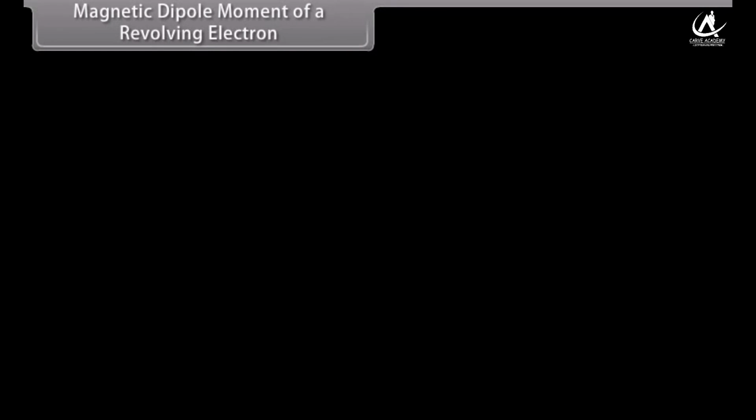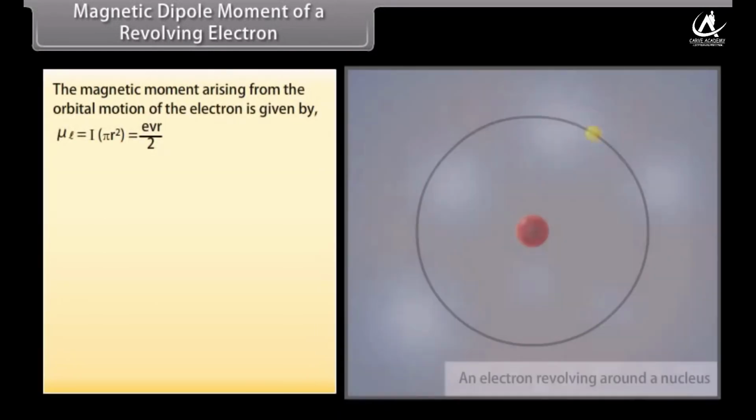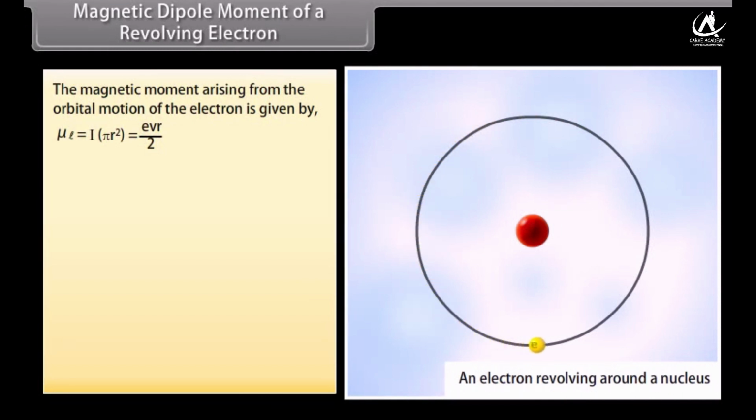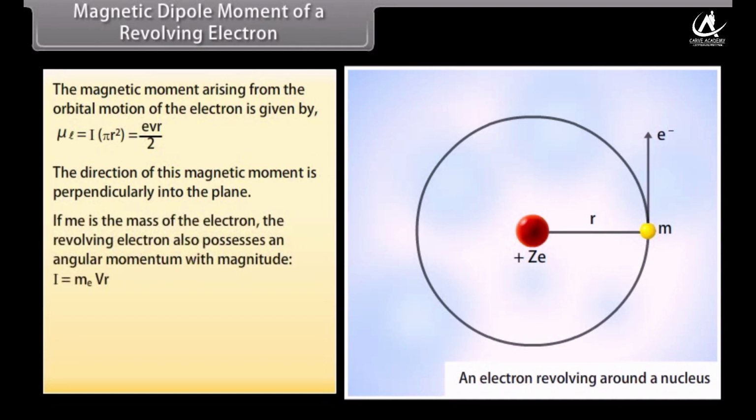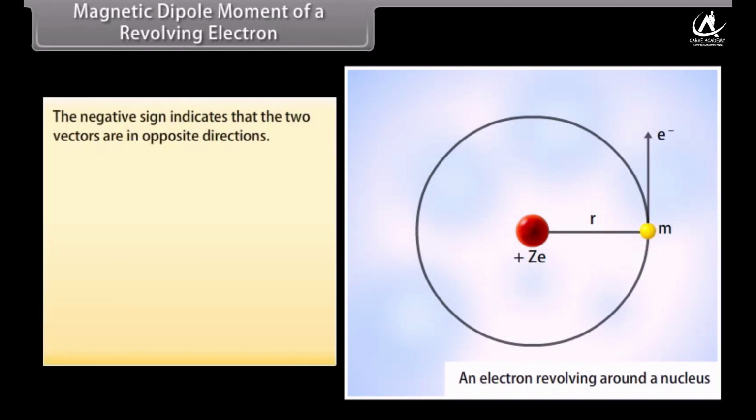Magnetic dipole moment of a revolving electron. The magnetic moment arising from the orbital motion of the electron is given by e v r by 2. The direction of this magnetic moment is perpendicularly into the plane. If m_e is the mass of the electron, the revolving electron also possesses an angular momentum with magnitude l is equal to m_e v r. From the above two equations, we get the result mu_l is equal to minus e upon 2 m_e multiplied by l. The negative sign indicates that the two vectors are in opposite directions.